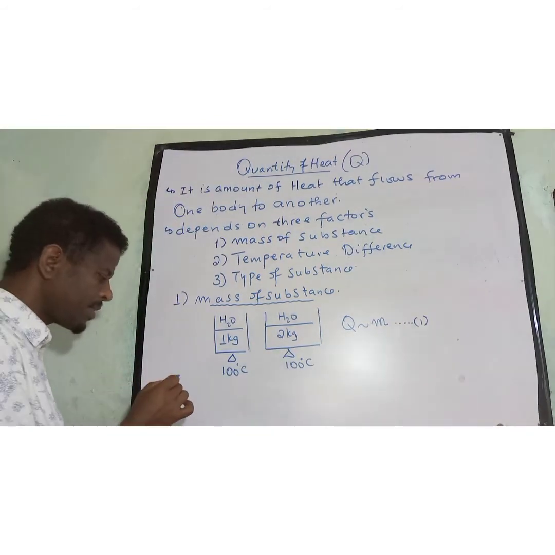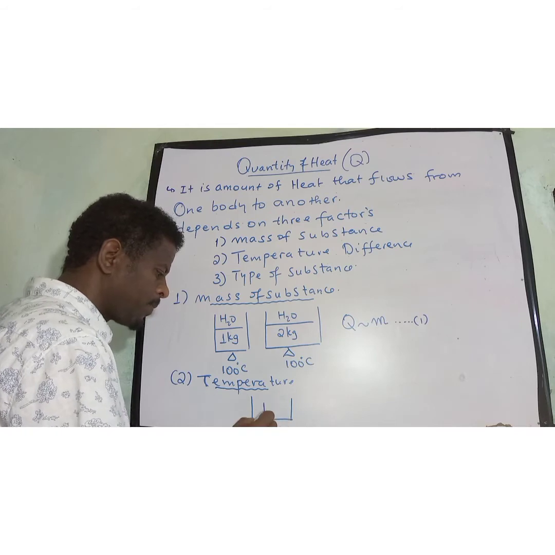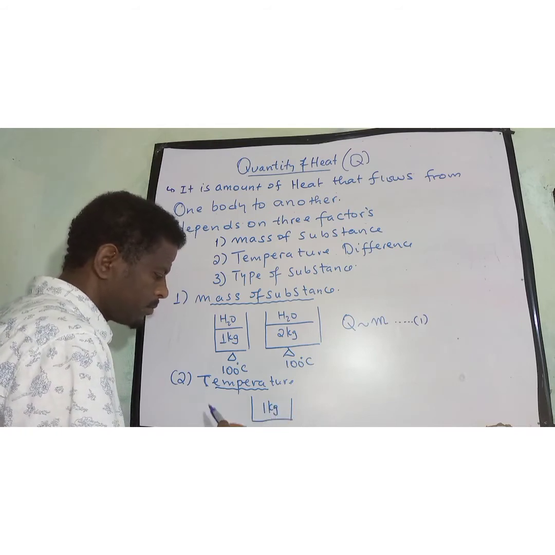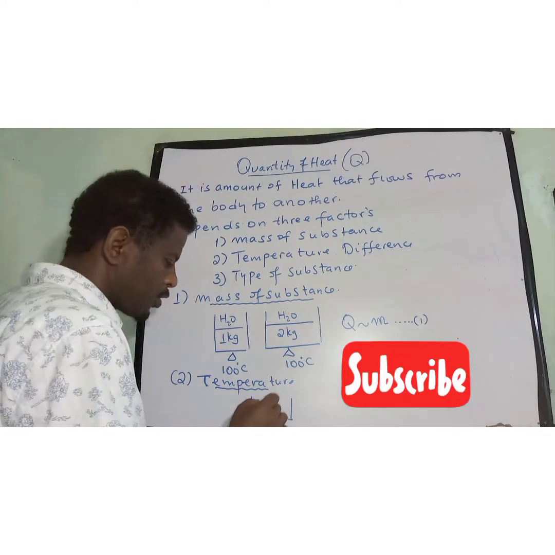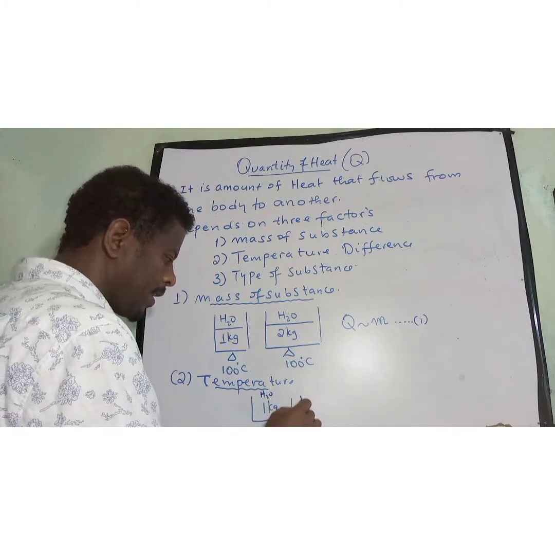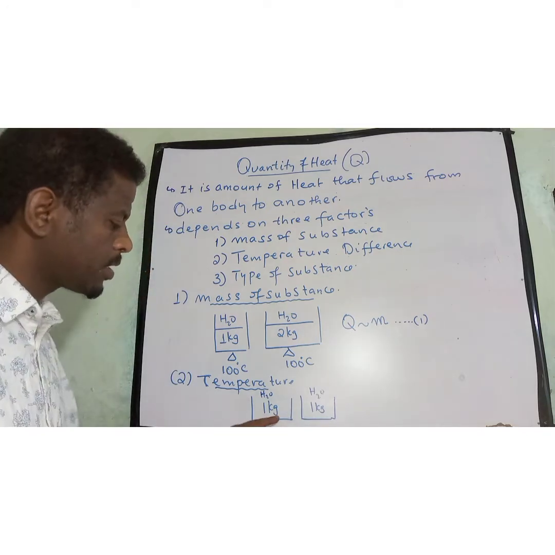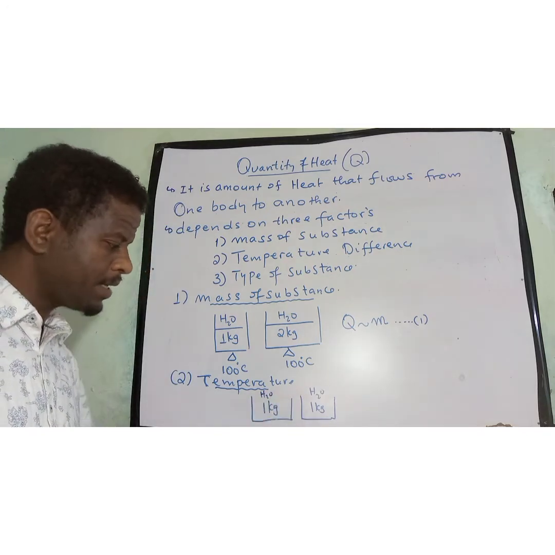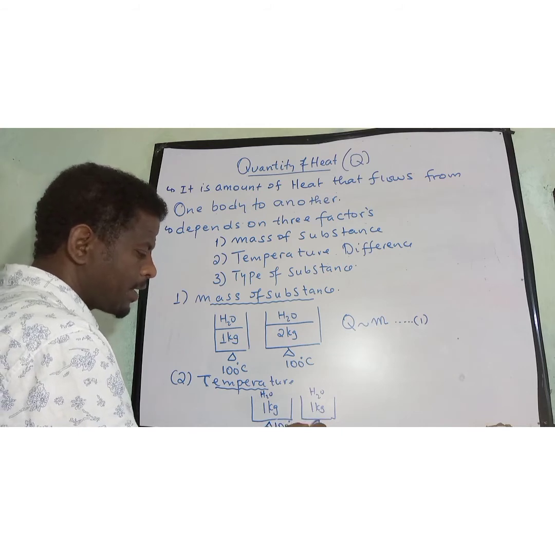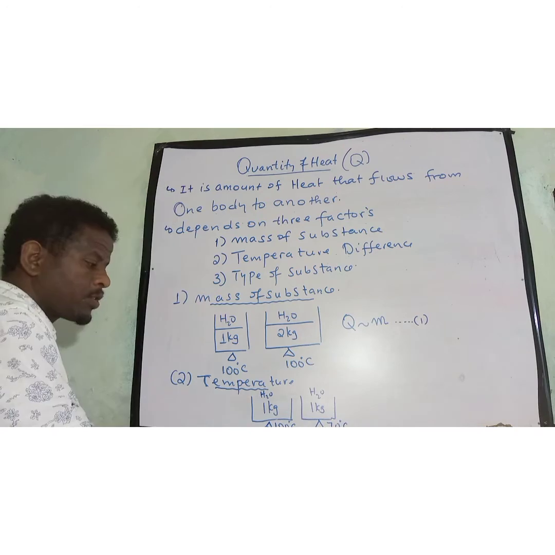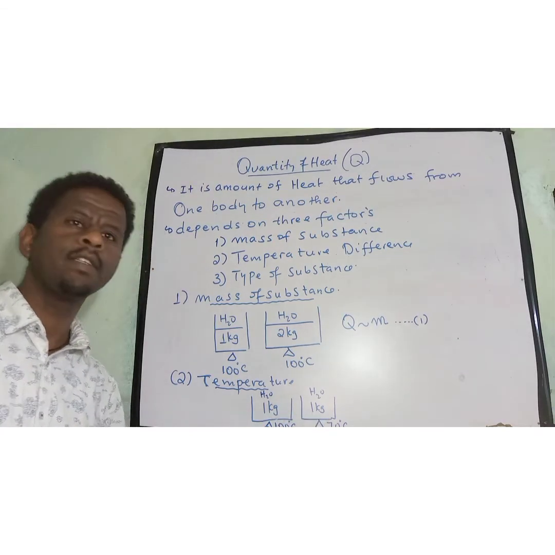And the second one, let's see an example. If we take 1 kilogram of H2O, again 1 kilogram of H2O, both have the same mass and the same kind, but when we heat the first one to 100 degrees Celsius and the second one to 70 degrees Celsius, as temperature increases, quantity of heat increases. When temperature decreases, quantity of heat decreases.